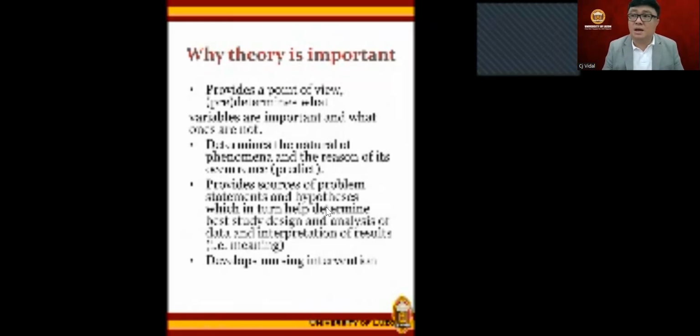So it is in that way that you'll also be guided on what variables to deal with and what may establish the demarcation for your study or the scope and delimitation. So it determines the natural source of phenomena and the reason of its occurrence. And it provides sources of problem statements and hypotheses, which in turn help determine best study design, analysis of data, and interpretation of results.